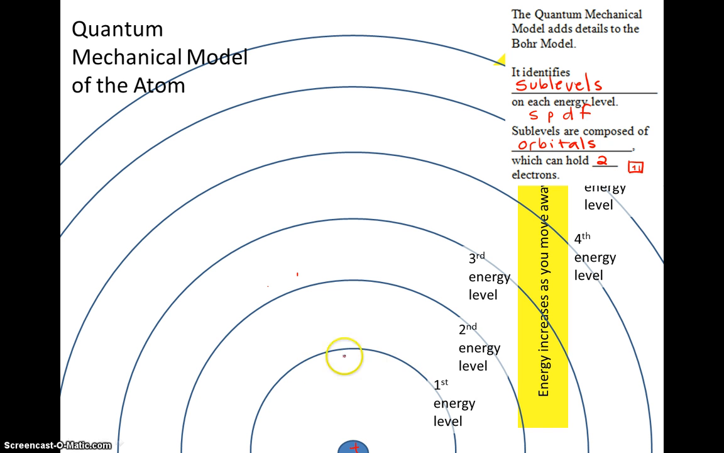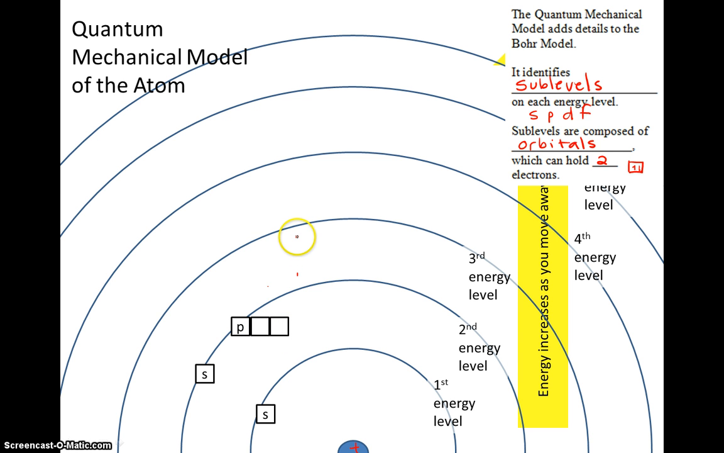So the first energy level is very small. And Bohr found it could only hold 2 electrons. And that is still true. It only has 1 sublevel on it. And that sublevel only has 1 orbital. So on your notes, you'll draw in this box and you'll label it S. As we go to the second energy level, there are 2 different types of sublevels. There's an S sublevel, and then there's a different kind called P. And it's got 3 boxes, which means it has 3 different orbitals.